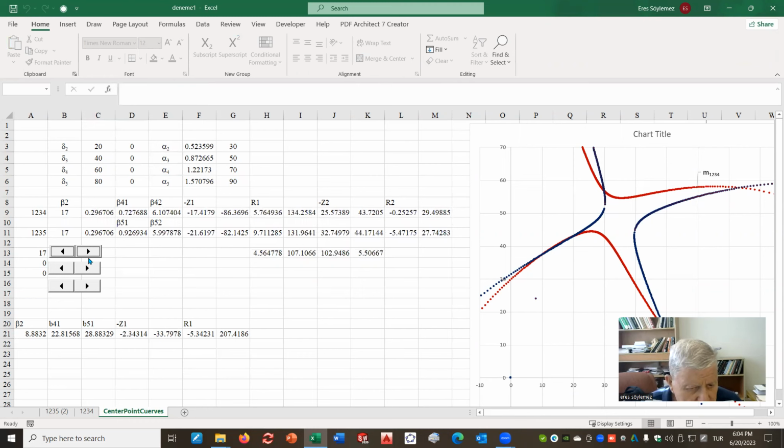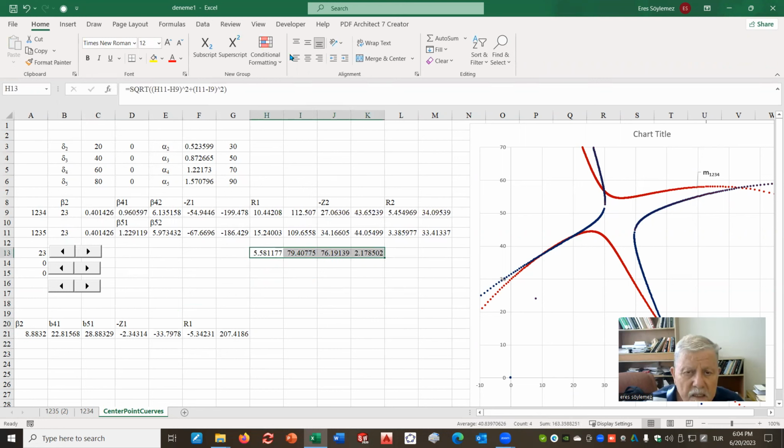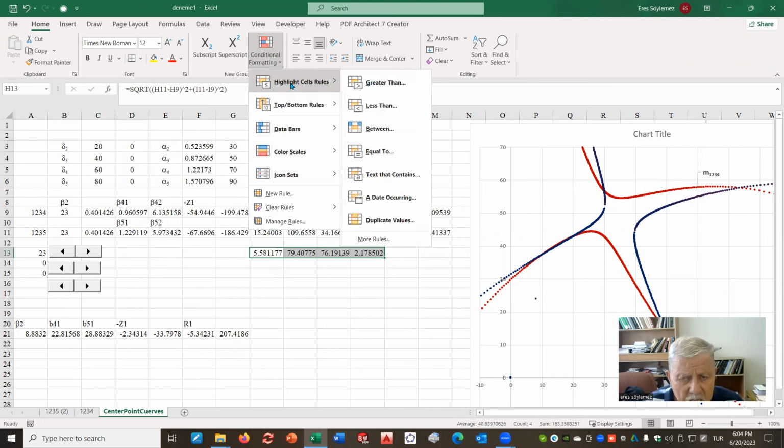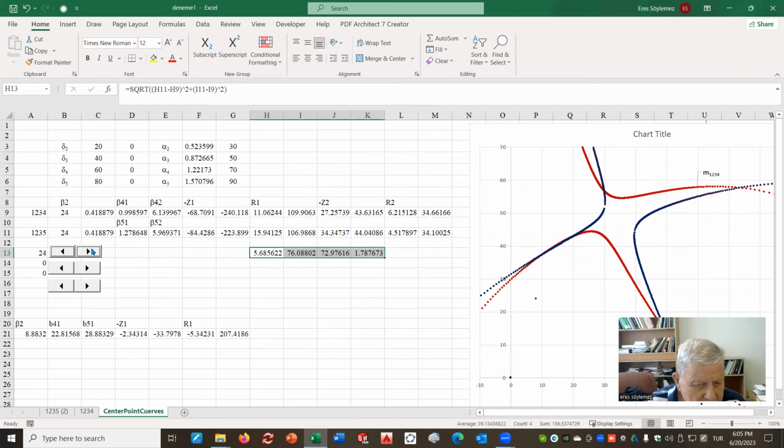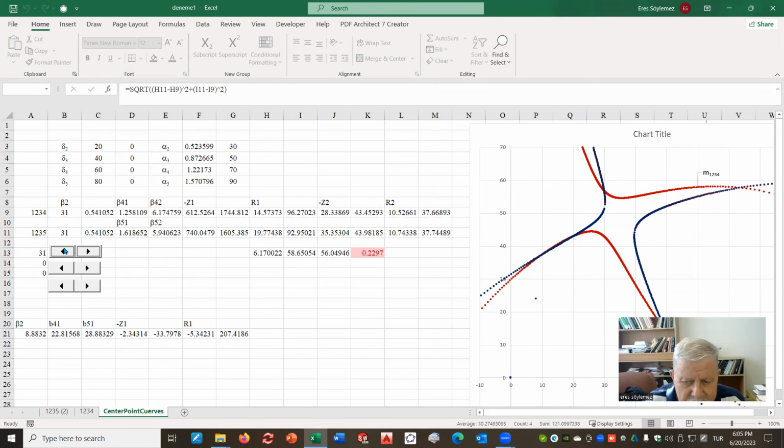Look at the magnitudes. There's one easy way, and that is conditional formatting. I highlight less than. Let us say if they are less than 1, make it light red. Of course, you can change this value. As you can see, the color has changed. Oh, that's excellent, 10 to minus 14. This is a new solution. Beta 2 is 30 degrees.